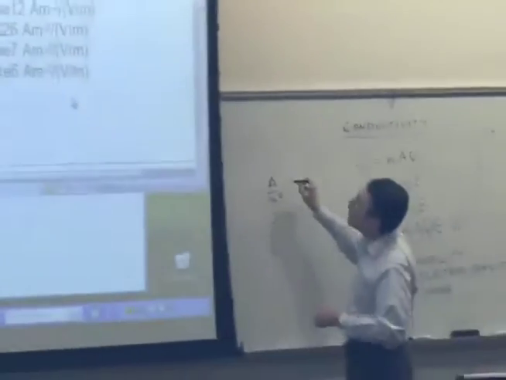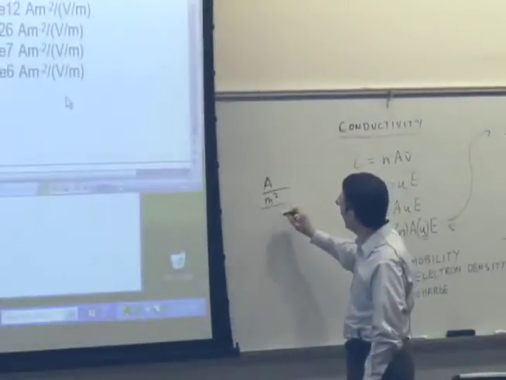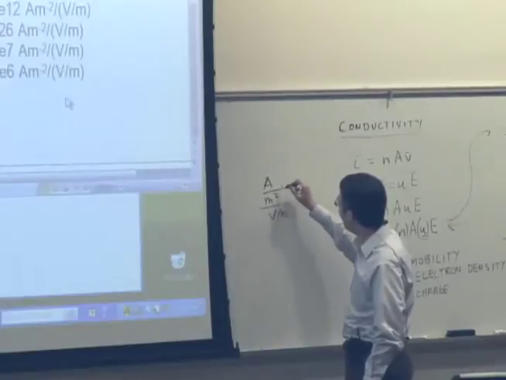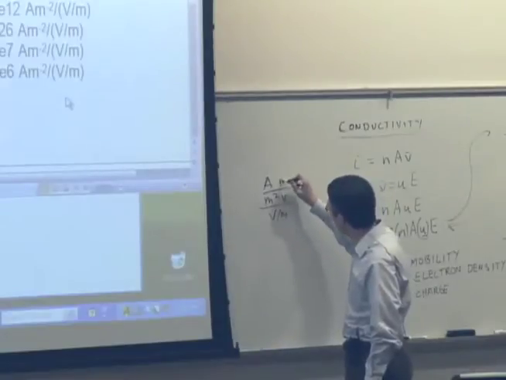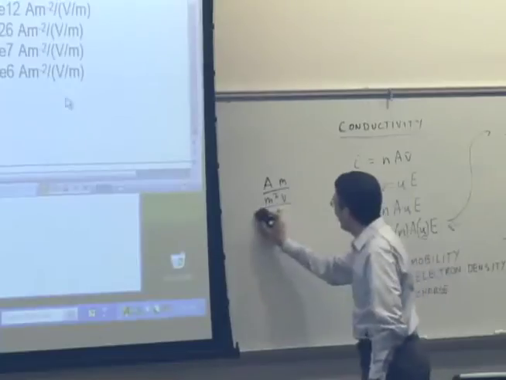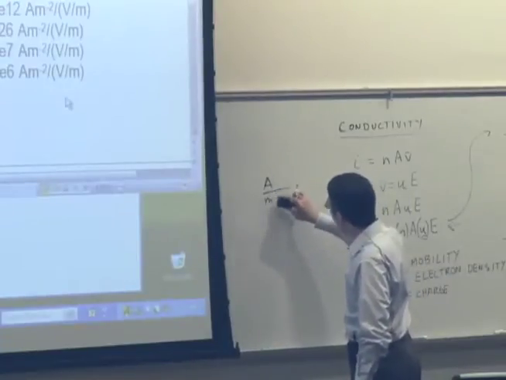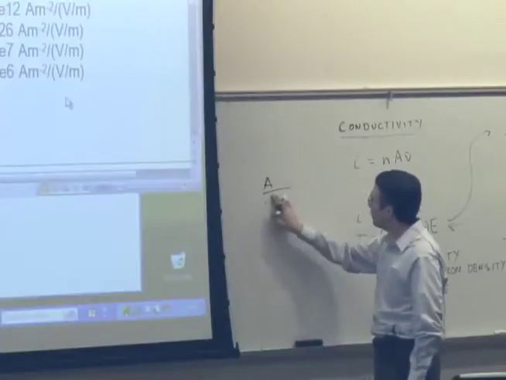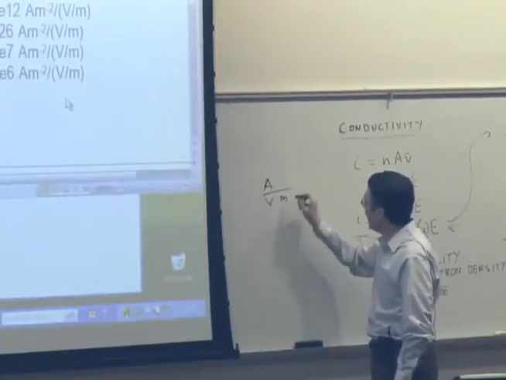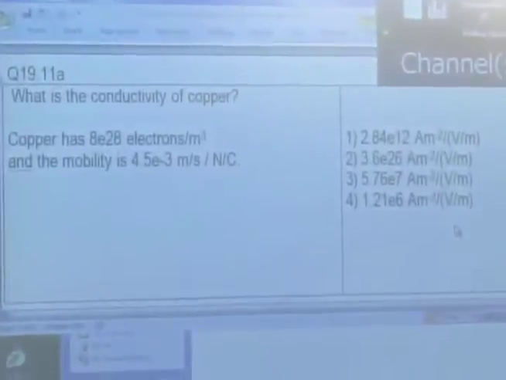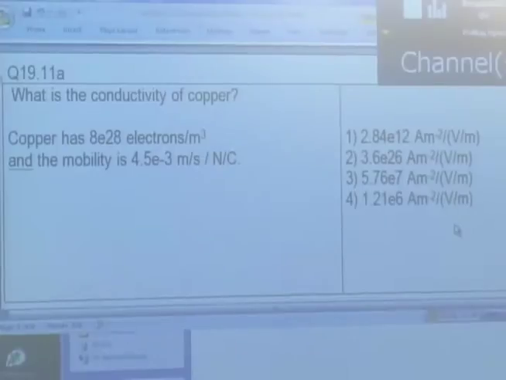Per meter squared divided by volts per meter. So it's going to be ampere meter squared volts. It's actually going to be ampere divided by volt meter. Okay. And in just a second, we'll introduce the ohm. And so, in fact, conductivity is really measured in per ohm meter. So it's a little funny looking for right now, but we'll simplify it in just a second.